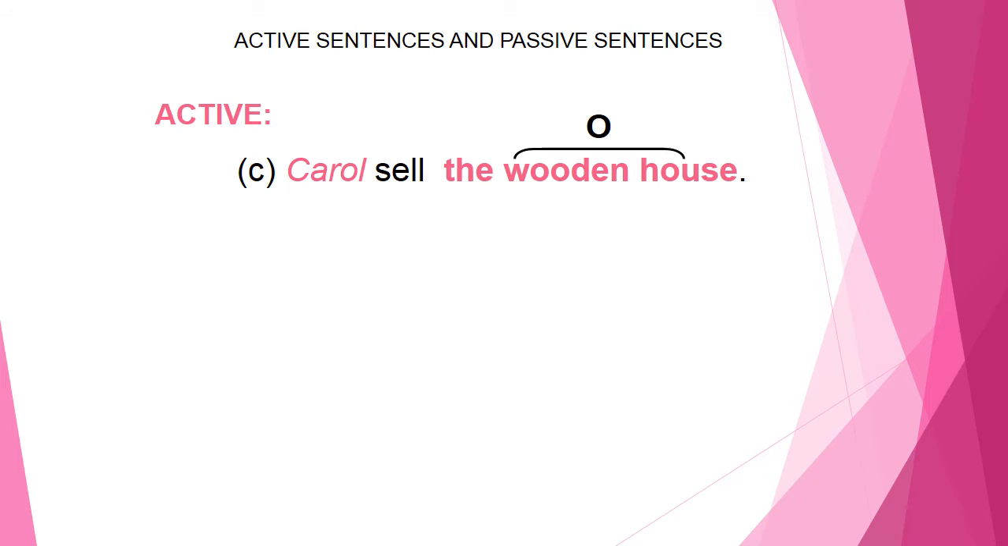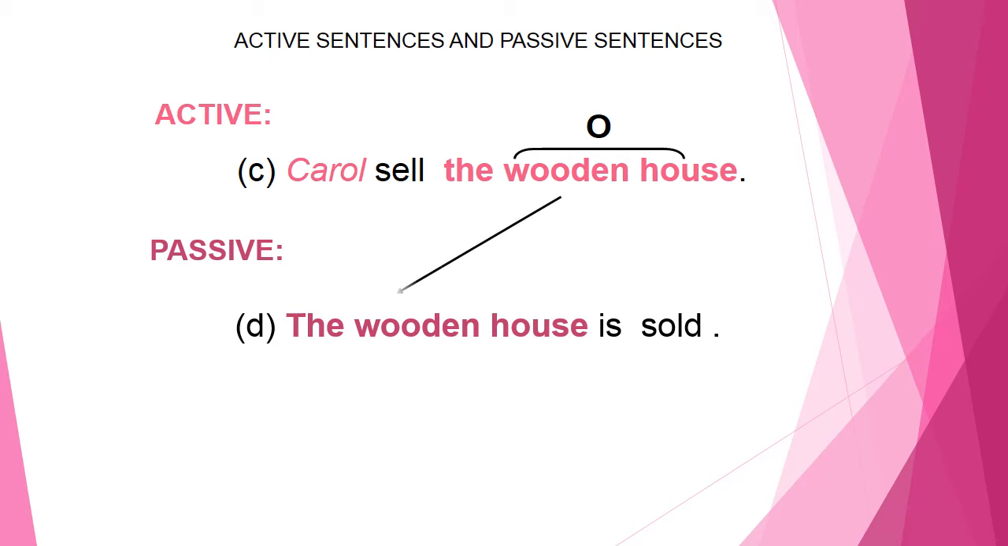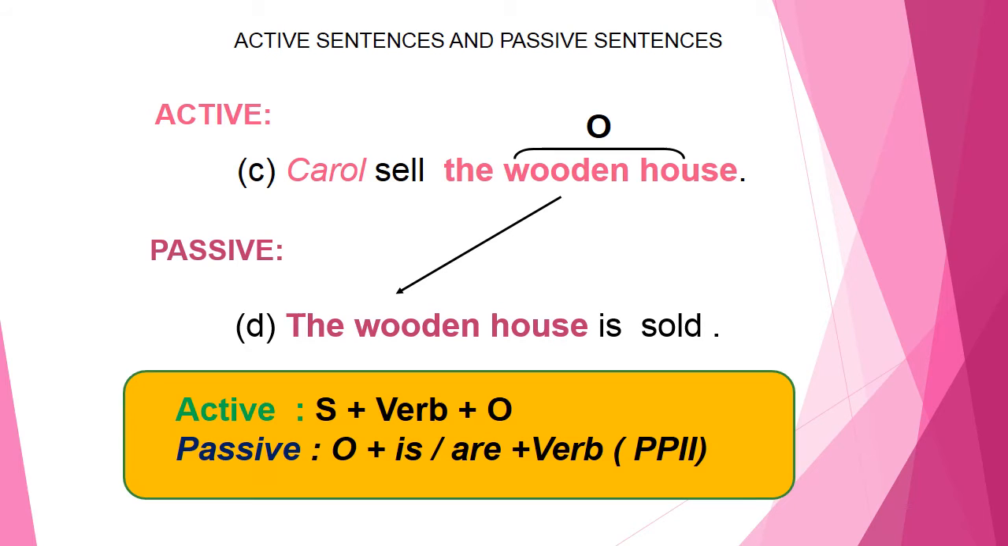See this one: active sentence and passive sentence. Active sentence: Carl sells the wooden house. Carl is the subject, the wooden house is the object, okay? But in the passive sentence, we have to change this. Instead of the subject, we have to use the object. The wooden house is sold. Is sold is like the passive present, okay? You have to focus on this, right?